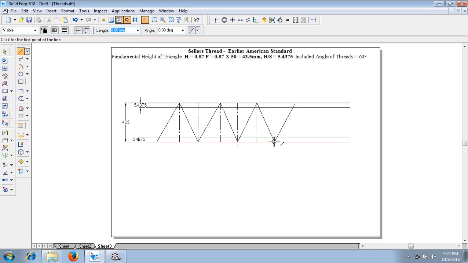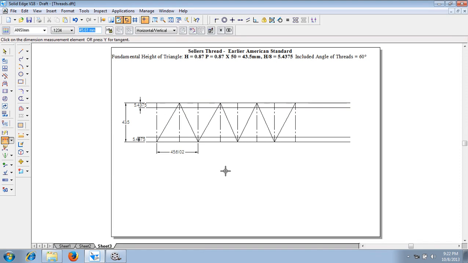Now let us construct these lines. These lines are nothing but the center lines. After constructing these center lines, we have to give the respective values. The distance between the 2 center lines, that is the consecutive distance between 2 threads, is nothing but the pitch, as 50 mm.